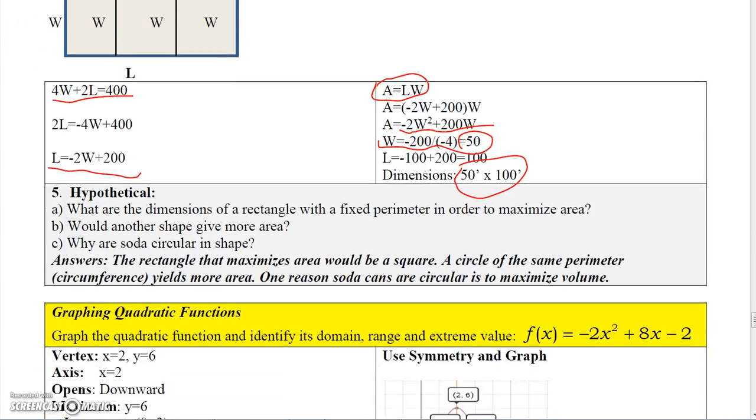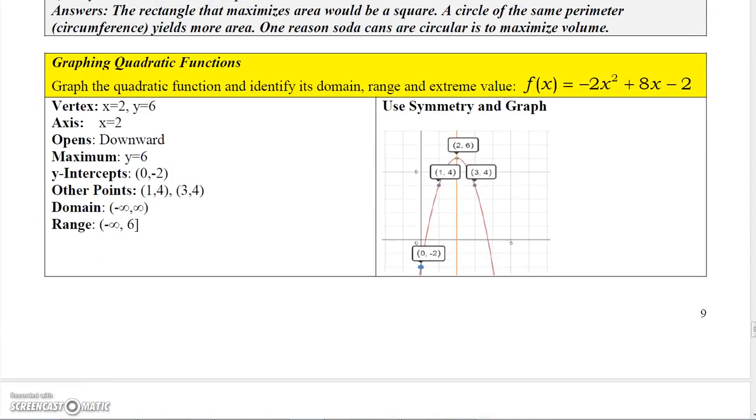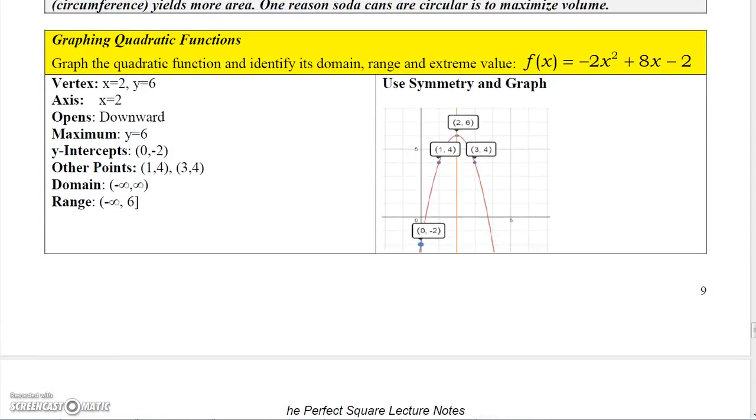And I'm just going to leave you with this final one here that shows you how to graph quadratic functions. I'm going to do another video for this section that talks about rational functions. But for now, graphing quadratic functions, you just put everything that we learned together here. You know the vertex, the axis, which way it opens, the maximum. You can find the y-intercepts and x-intercepts if they're available. And then you can also plug in some other points. And then once you put it all together, you can get a decent graph of the function.